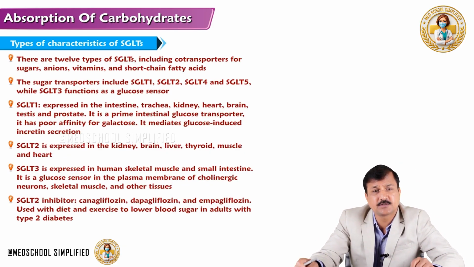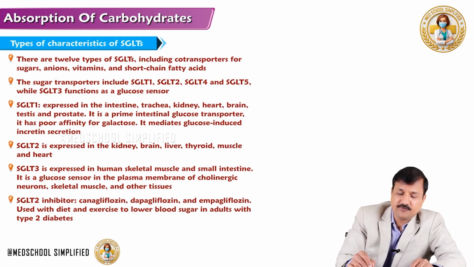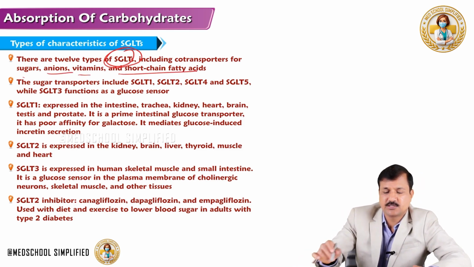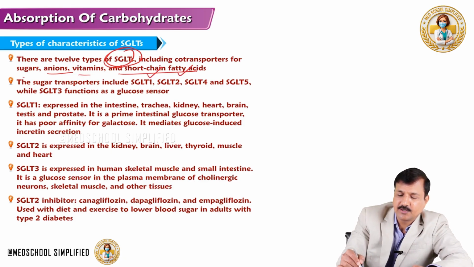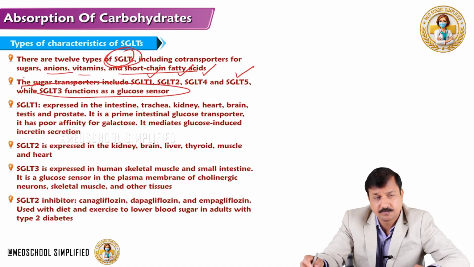Coming to different types of sodium dependent glucose transporter, that is SGLTs. Now there are 12 types of SGLTs, including co-transporters for sugars, anions, vitamins, and short chain fatty acids. So these sugar transporters include SGLT1, SGLT2, SGLT4, SGLT5, while SGLT3 functions as a glucose sensor also.